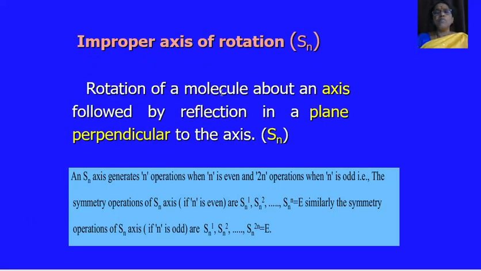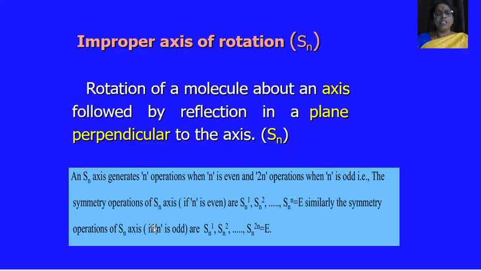Now coming to the improper axis of rotation. That is denoted by the letter Sn. This is nothing but rotation of a molecule about an axis followed by reflection in a plane perpendicular to the principal axis. That is denoted by the letter S subscript n. And the Sn axis generates n operations when n is even and 2n operations when n is odd.